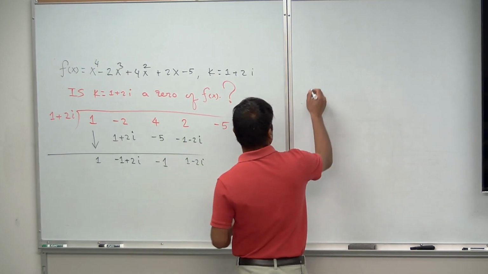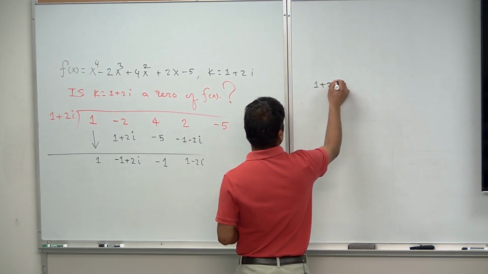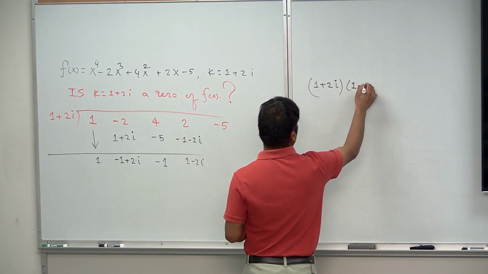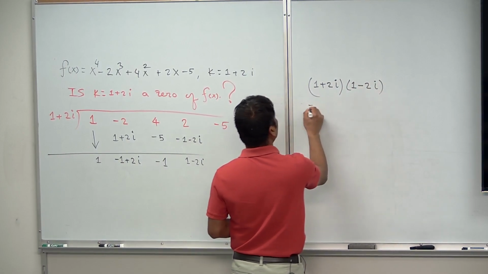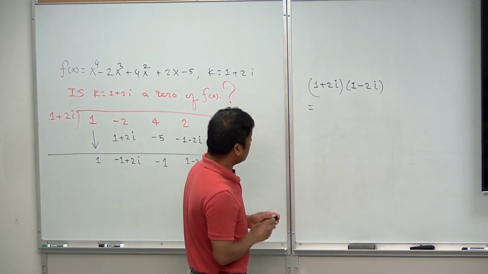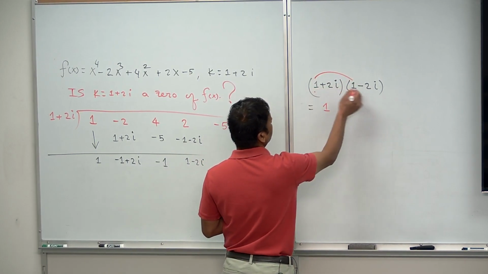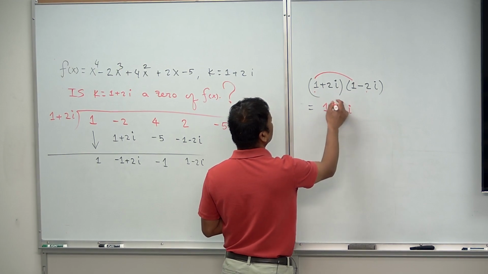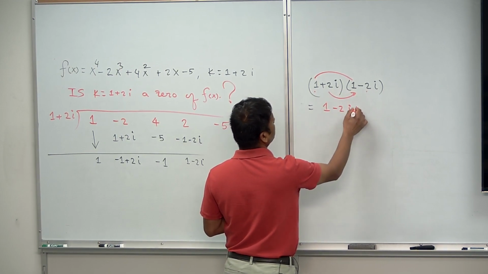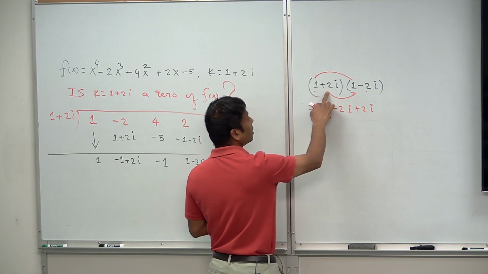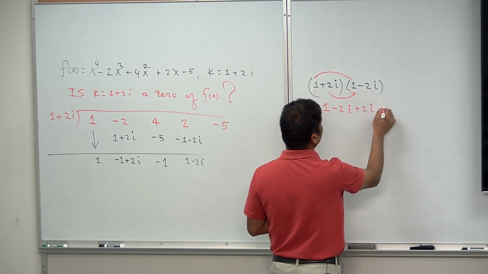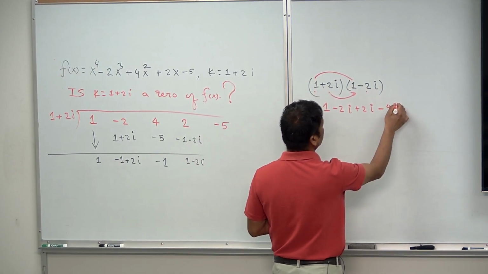So you have 1 plus 2i times 1 minus 2i. You multiply them, okay? So what did you get? Use FOIL. 1 times 1 is 1. 1 times negative 2i is negative 2i. Positive 2i times 1 is positive 2i. So positive 2i times negative 2i is negative 2 times 2, 4i squared.